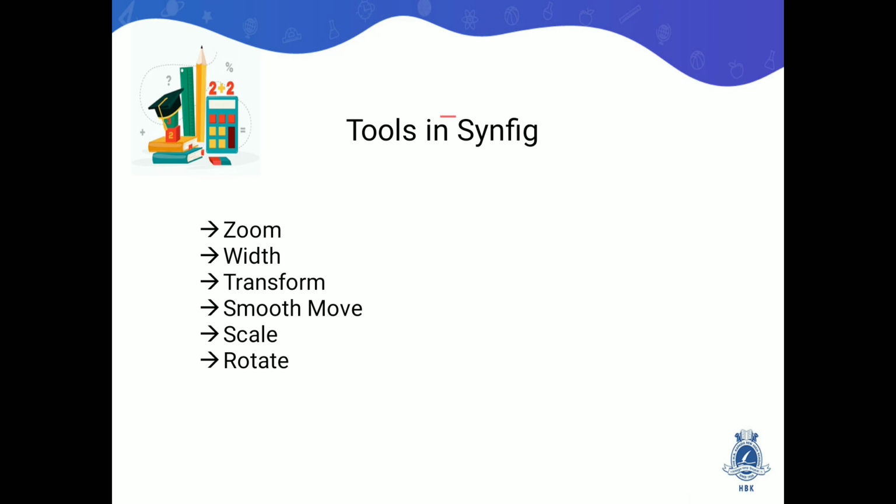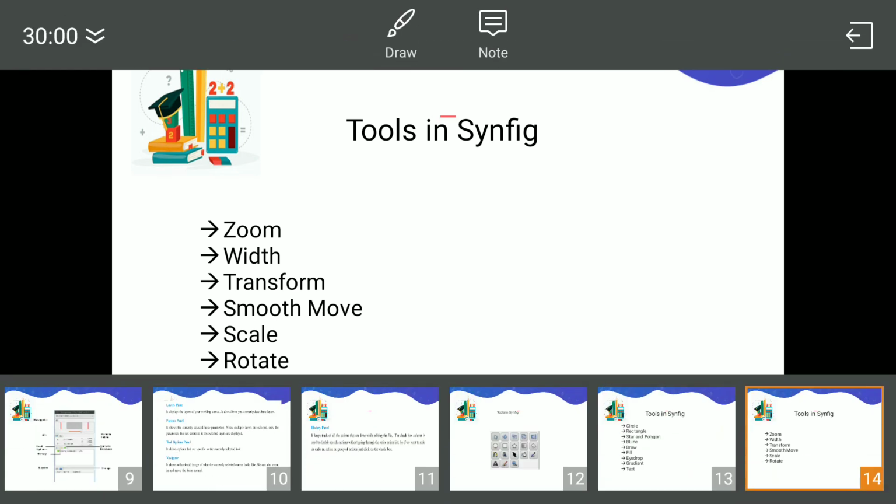Then we have a smooth move tool. Whenever we want to give smooth motion, smooth movement to the object, at that time we use the smooth move tool. Then we have a scale tool. Whenever we want to change the scaling of the object, meaning resizing it from all sides, at that time we use the scale tool. Then we have a rotate tool. If you want to give rotation to the object, a 360 movement, at that time we use the rotate tool.